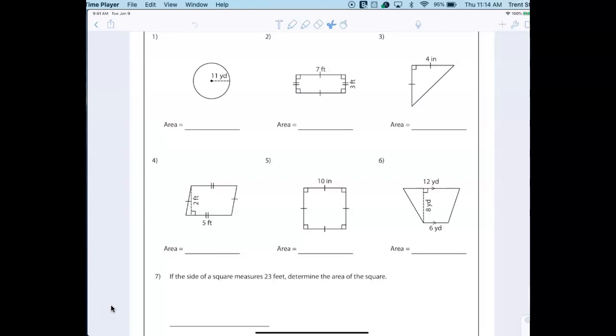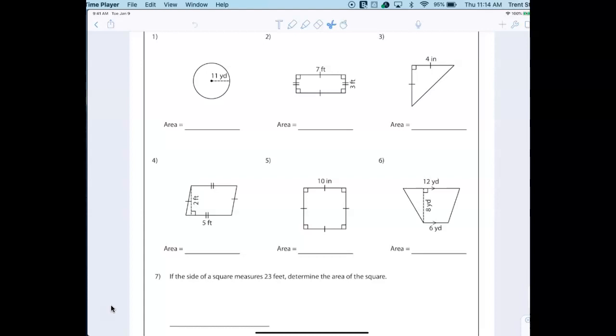What is the formula for area of a rectangle? You could say length times width, or some people say base times height. All right. So again, I prefer that you say length times width. All right. What is the next shape called?